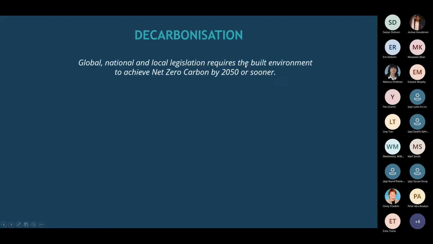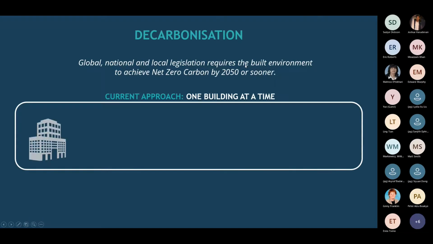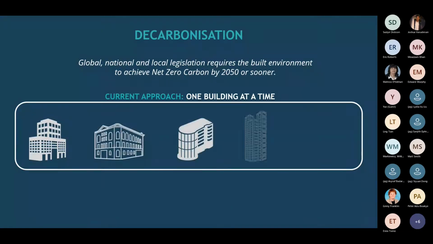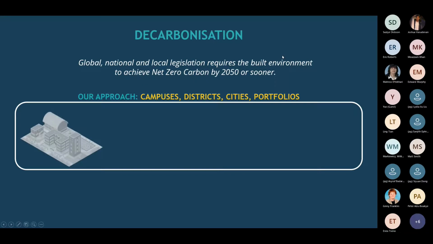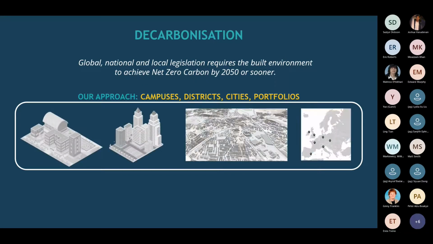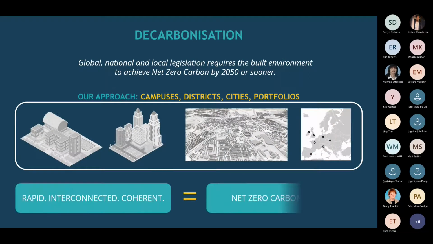And I guess this ties into this part here. So digital twins and the technologies: currently we're trying to decarbonize one building at a time. This is what the industry is currently doing, but it's a very slow, isolated and inefficient way of decarbonising, and we're very unlikely to achieve net zero carbon as a whole if we continue on this path. With IES, what our tools allow people to do is look at decarbonising at a far larger scale, and by doing this, we're far more likely to achieve our net zero carbon targets.